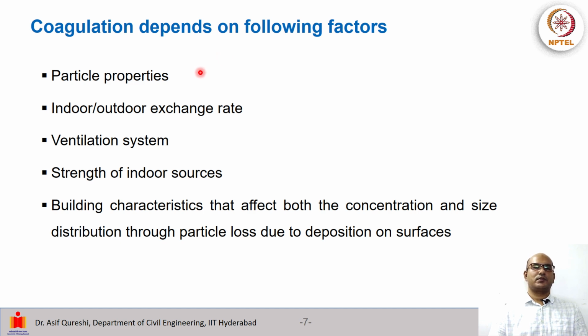Now, coagulation of course depends on a number of factors. This could be particle properties, the indoor-outdoor exchange rate, also the ventilation systems, how strong are the sources which are emitting these particles. Then again, as previously, the building characteristics, which will affect both the concentration and the size distribution through particle loss due to deposition on surfaces. So when the particle is lost due to deposition, then of course there is less chance of coagulation of that particle which was lost. So there are different intrinsic and extrinsic factors involved.